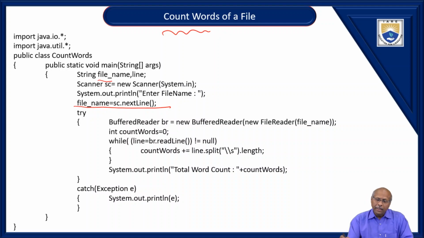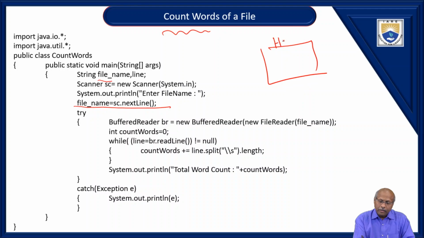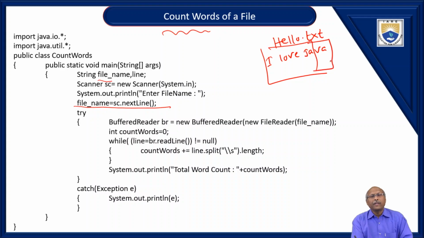In a file, there may be multiple lines. For example, I am having a file called hello.txt. There is a sentence, assume, I love Java. This is a line available. How many lines? Only one line is there. But how many words are there? 1, 2, 3. Whenever there is a white space, that becomes the beginning of the next word.